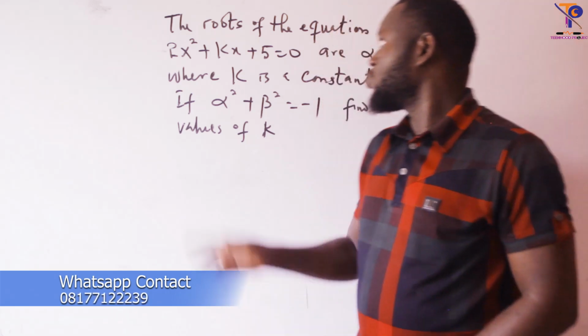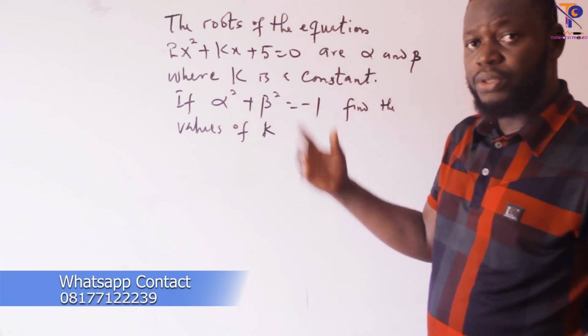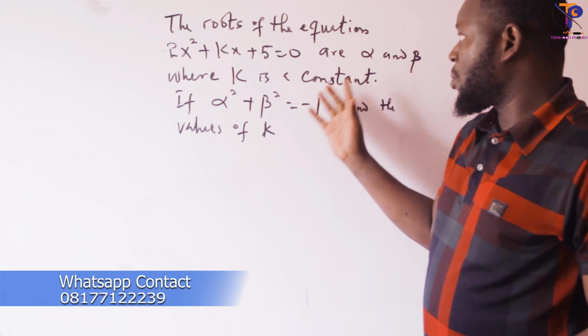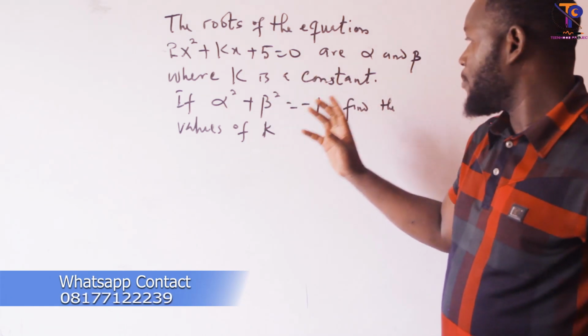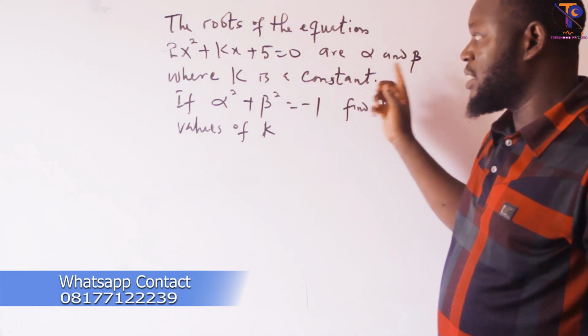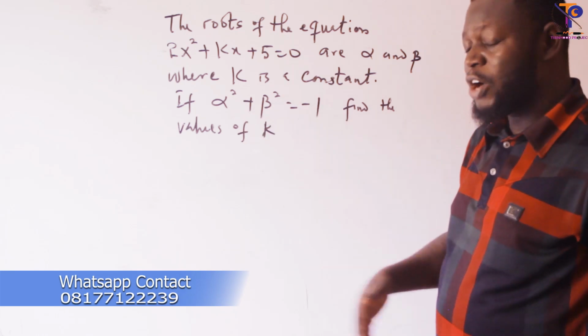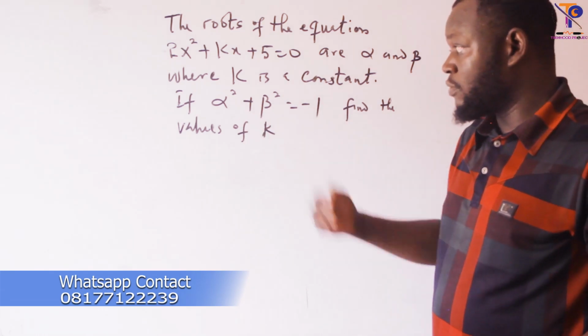Today, we want to check through this quadratic equation. This quadratic equation looks like we are going to be using sum and product because we have alpha and beta, and in this structure, we are going to be using sum and product to solve this work.